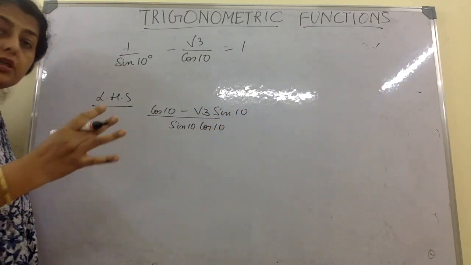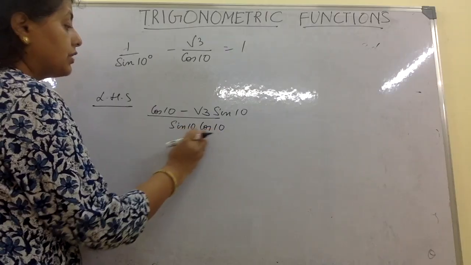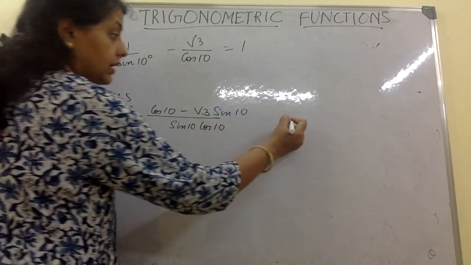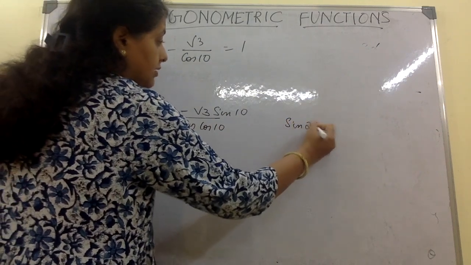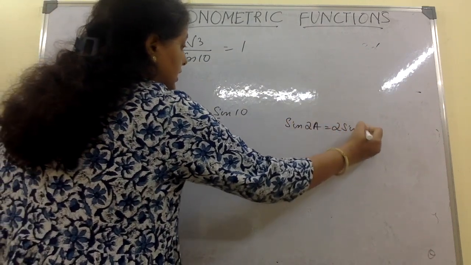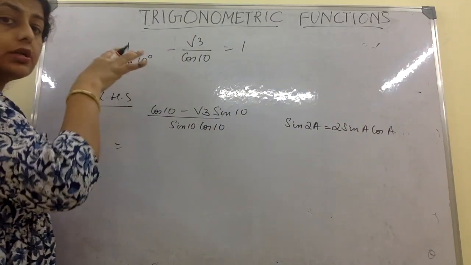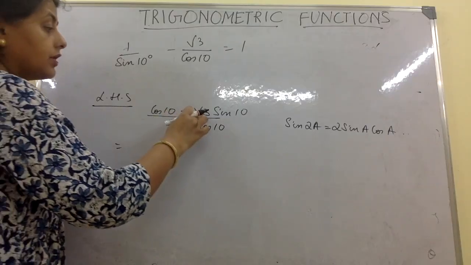Now what I am watching here is these two values are equal and there is a sin 10 cos 10. So I am having this formula in my mind now: 2 sin A cos A. This is what I have in my mind now. But let me work on the numerator first. Now here I have a root 3.